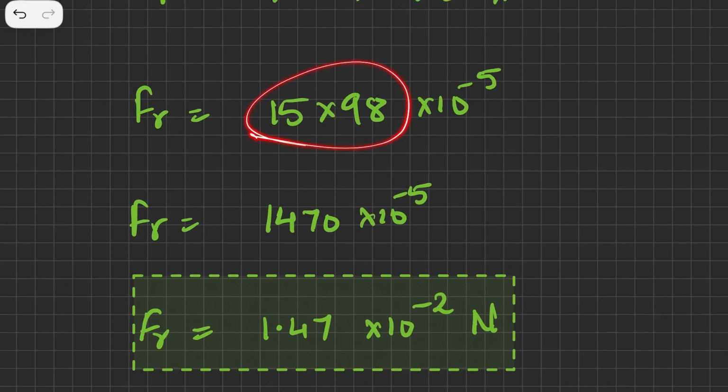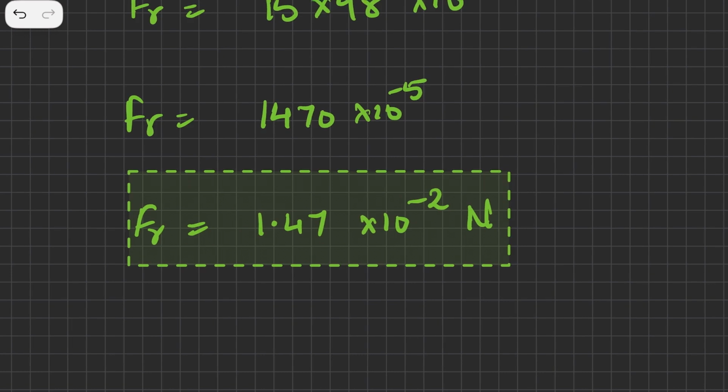And if you read the table of 15, you get 1470 into 10 raised to minus 5. And just to put it properly, it's 1.47. I mean, I'm just shifting these 3 digits over here. The point is when there is no point in the number, there is a point at the end. So the point shifts 1, 2, 3, and this 10 raised to minus 5 will reduce to minus 2, because there is a 3 shift, we will reduce this by 3. So 1.47 into 10 raised to minus 2 Newton, because it's a force, that's why the unit is Newton.